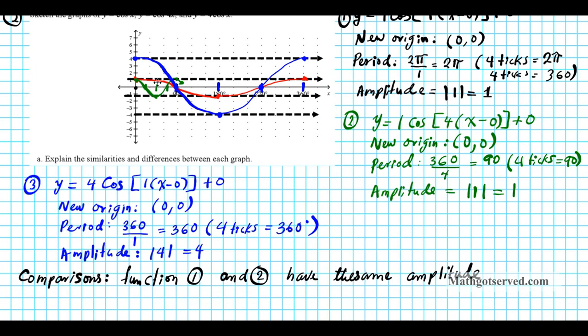What about functions 1 and 3? They have the same period, right? Another similarity: functions 1 and 3 have the same period.